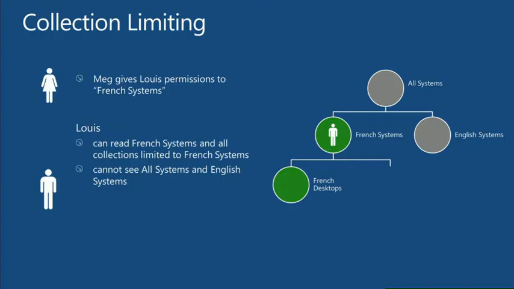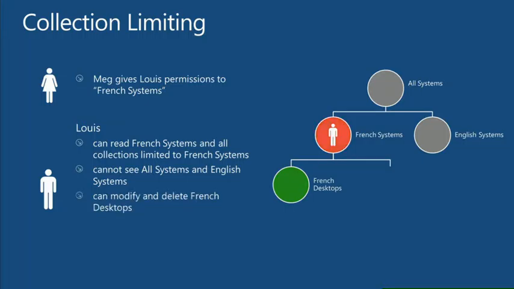Okay, so as we do this, Louis can read the French systems and all the collections limited to French. So I would go ahead when I'm doing the collection limiting. Meg creates it all. She has all systems. She creates French systems. She gives Louis permission to see all the French systems. He won't be able to see the English systems because he doesn't have rights to it, although Meg does because she has rights to all systems in English. And then he'd be able to see French systems and everything below it.